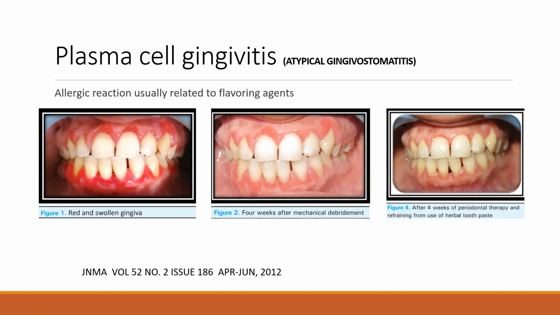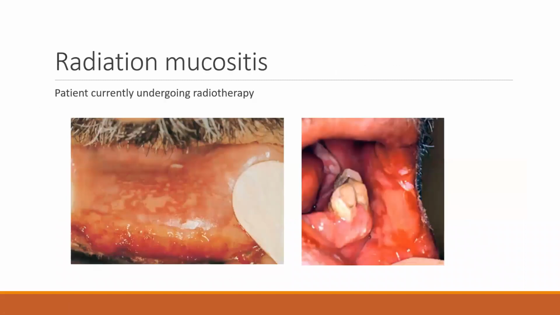So the allergen is taken off and the lesion starts healing. This can be seen in attached gingiva, pre-marginal gingiva, papillary gingiva, all the areas of gingiva. So hence this is plasma cell gingivitis. Remove the etiology and the patient will be fine. This is a straightforward diagnosis.